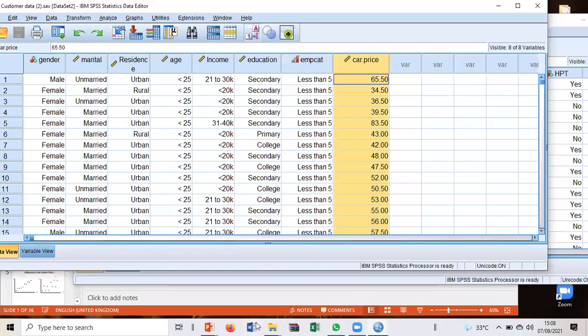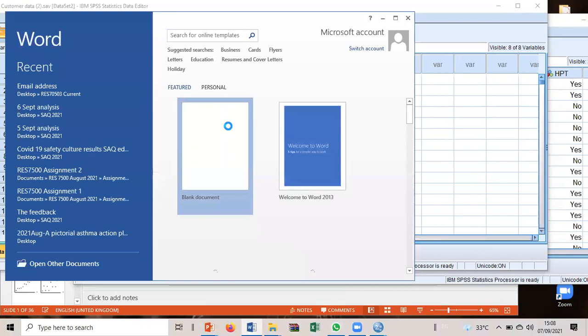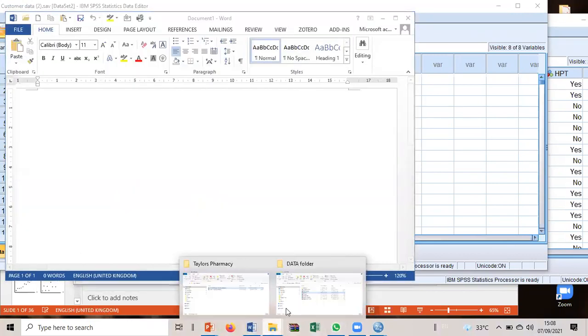Okay. So what was the objective? What is the specific objective? To determine the car price and the associated factors. Okay. Let's see from last time.